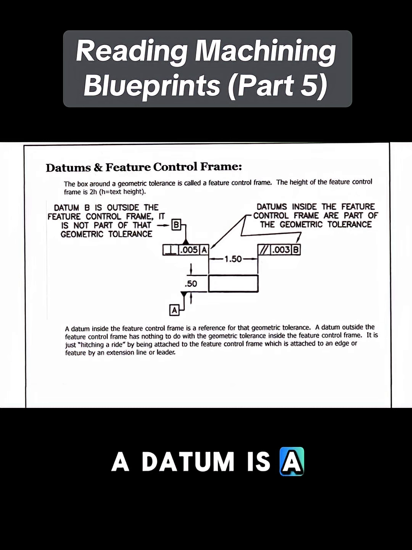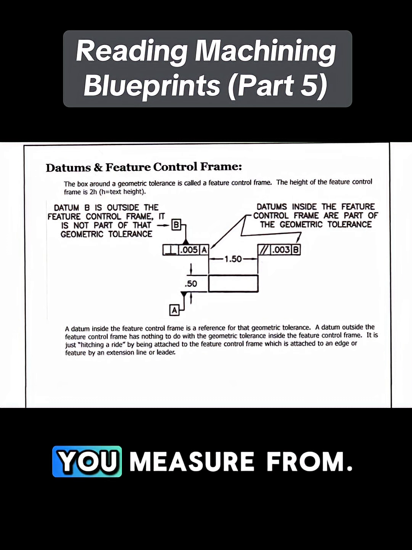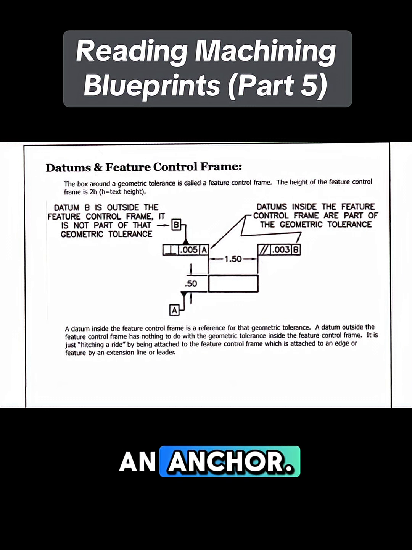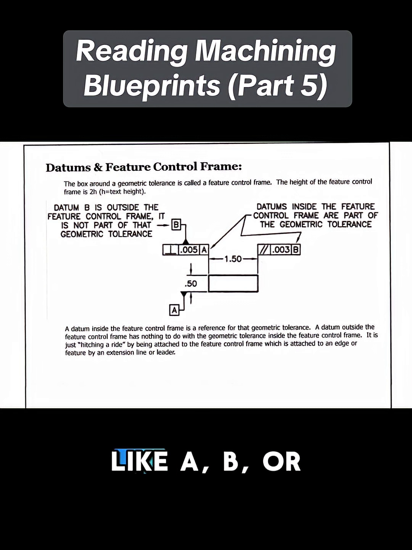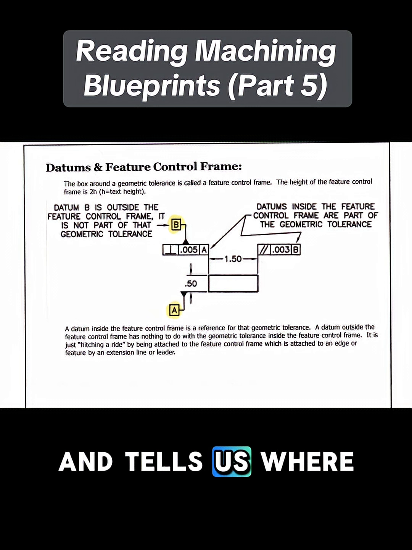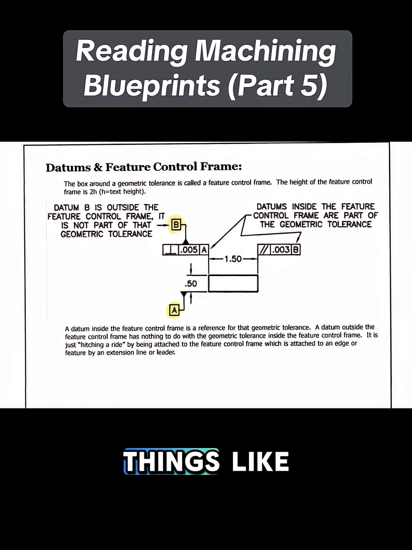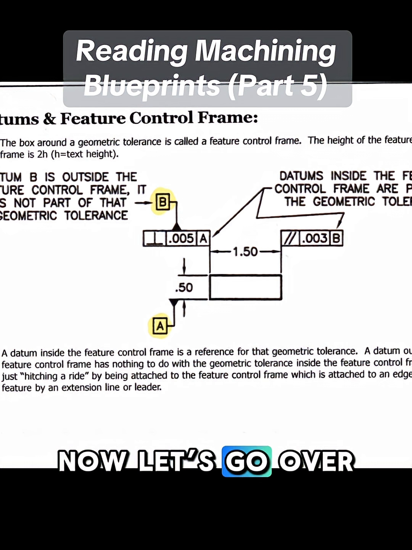Let's break down a key term. A datum is a reference point, edge, or feature you measure from. Think of it like an anchor. It's labeled with capital letters like A, B, or C, and tells us where to start measuring things like orientation or location.